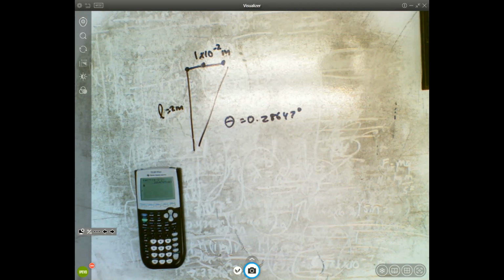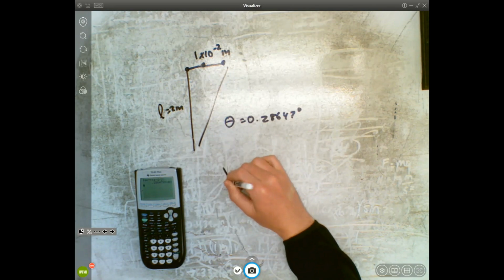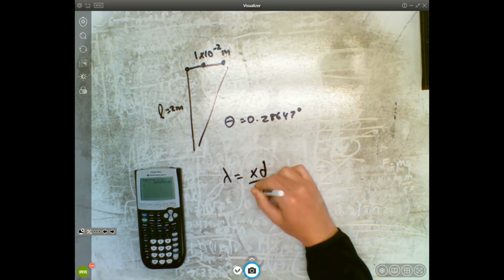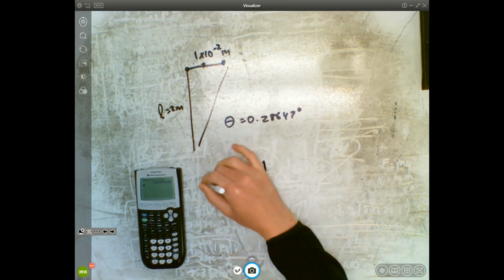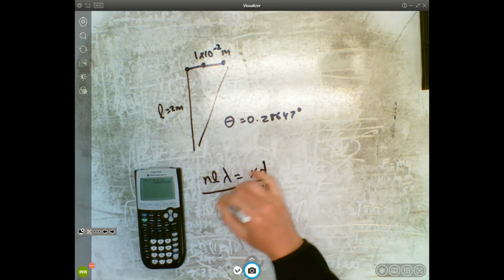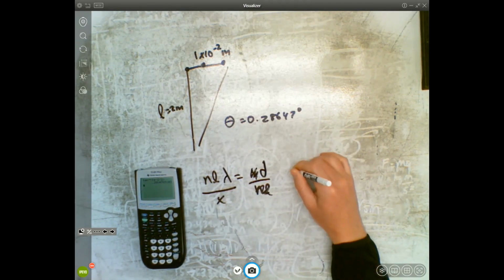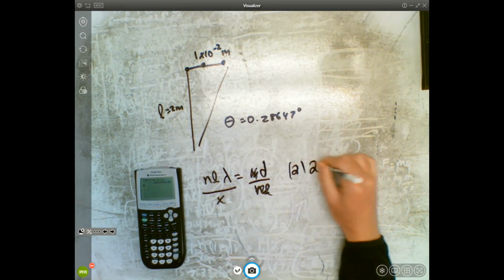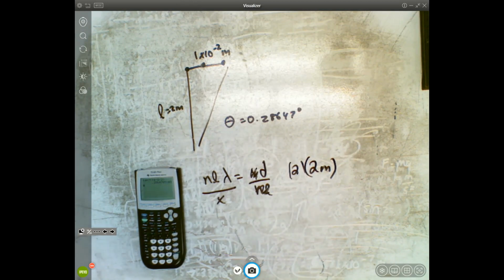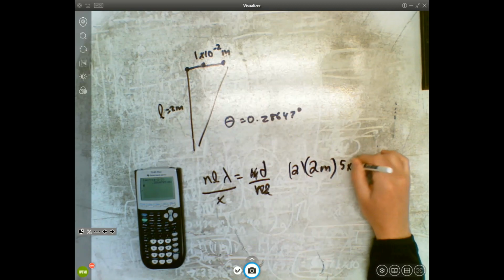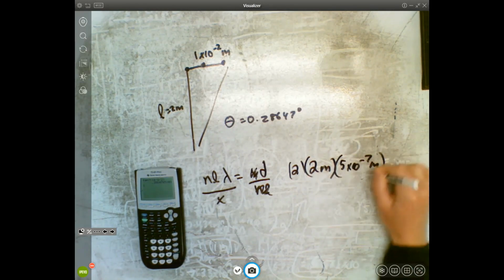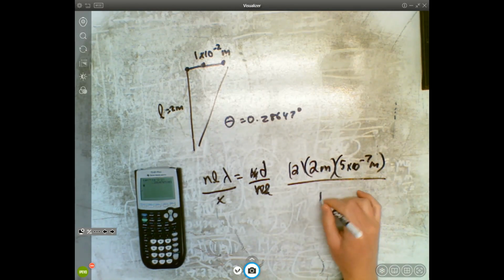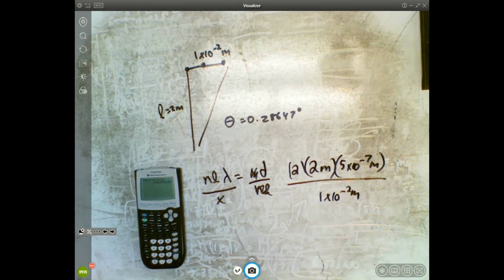Okay, so we're trying to find our slit separation. So again, let's use lambda equals xd over nL, and we're trying to find d. So we move nL up top and x down below. It's a second order, so we have to put 2 in there. The length to our screen is 2 meters. Our wavelength is 5 times 10 to the negative 7 meters. And then 1 times 10 to the negative 2 meters is our x.